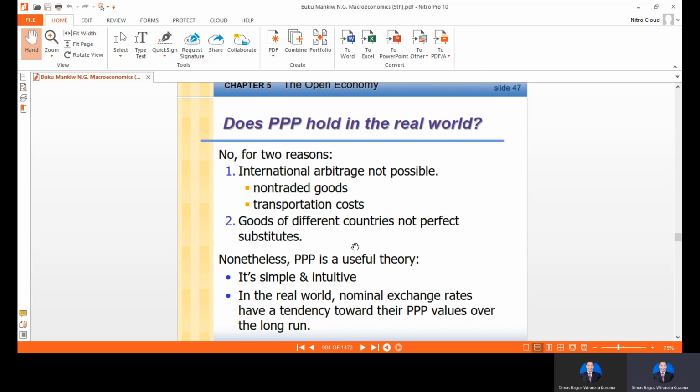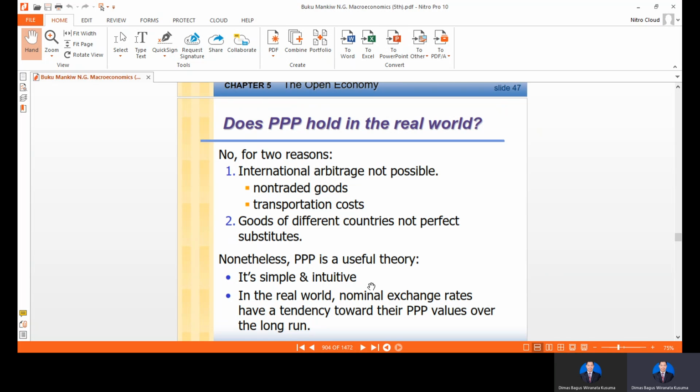Does PPP hold in the real world? No, for two reasons. International arbitrage is not possible because of non-traded goods and transportation costs. And goods of different countries are not perfect substitutes. So PPP is somehow very difficult to apply, because international arbitrage is not possible or very difficult to conduct. Nonetheless, PPP is a useful theory.